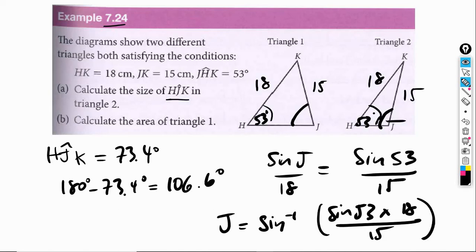But before we give the answer like this, remember that they like answers in 3 significant figures. So let's say that this equals 107 degrees. So that would be that part of the answer.